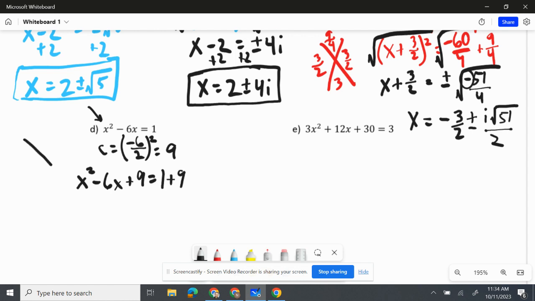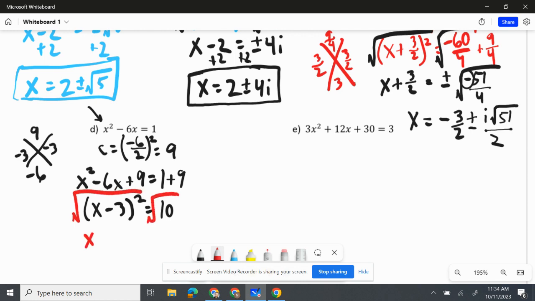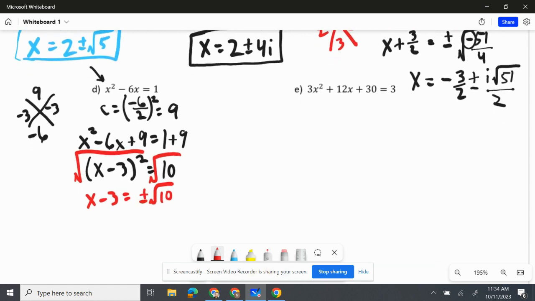Then what we're going to do is factor it. So two numbers that multiply together to give us 9 and add up to negative 6 would be negative 3 and negative 3. So we have x minus 3 squared is equal to 10. Next I'm going to take the square root, and I get x minus 3 is equal to plus or minus the square root of 10. And then my last step is I'm going to add the 3. And I get x is equal to 3 plus or minus the square root of 10.